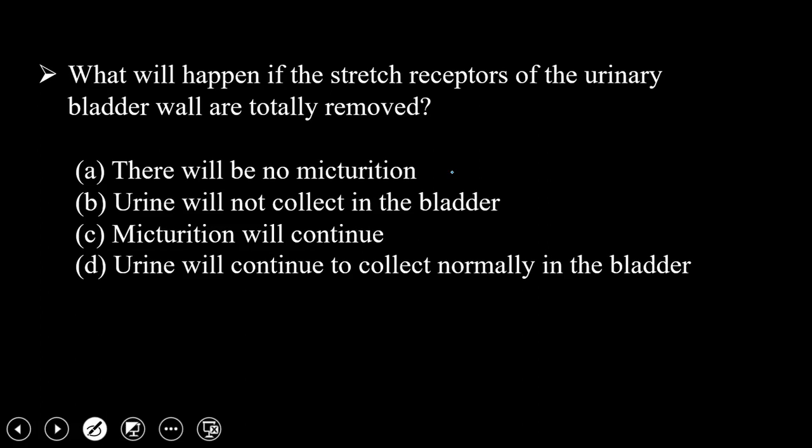Now what will happen? We know that the urinary bladder has stretch receptors, and those stretch receptors send a signal to the autonomic nervous system for emptying of the bladder. But if the stretch receptors are not working or they are removed, then there is no stretching of the urinary bladder, there is no filling sensation, and also no control by the nervous system, and it leads to continuous micturition. Urine will flow out continuously from the urinary bladder into the urethra. So the right answer is C.